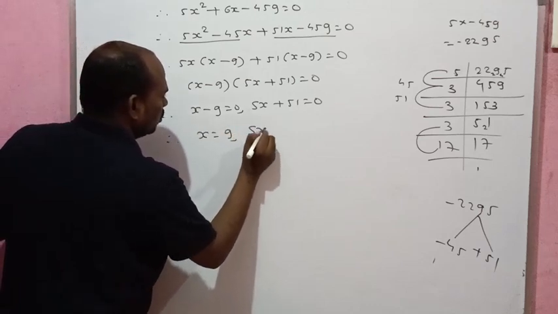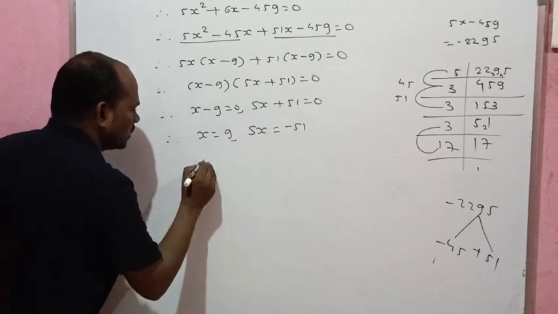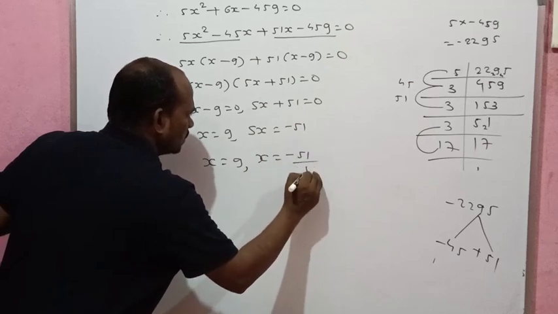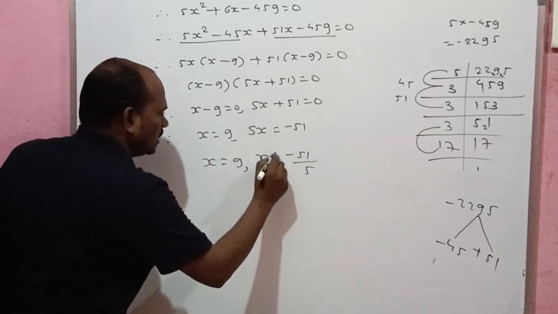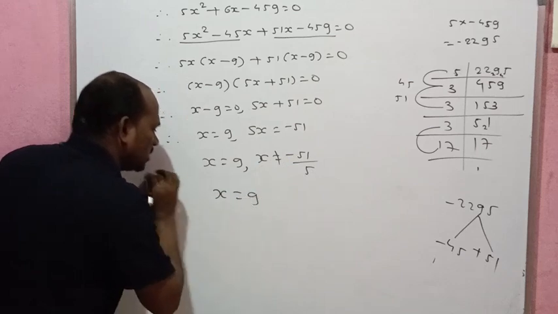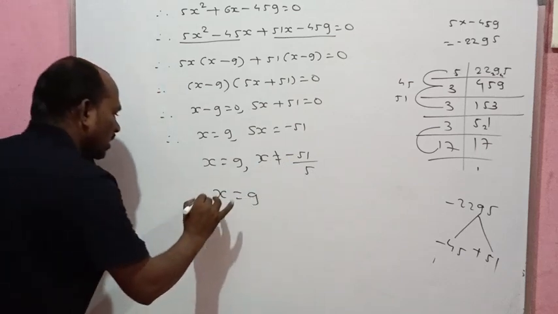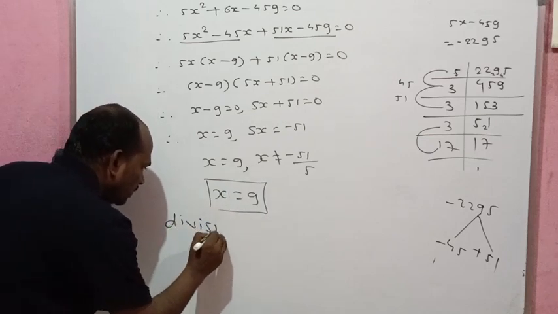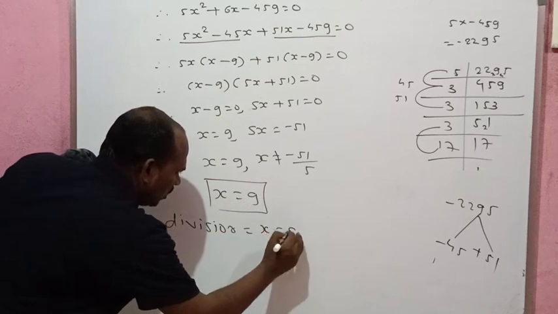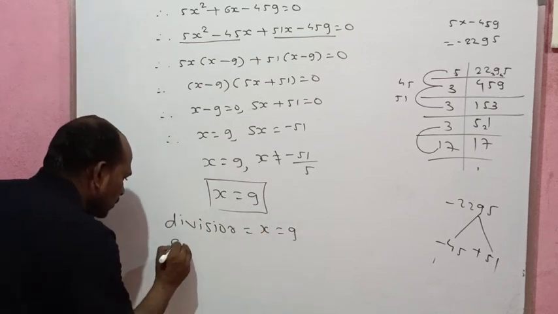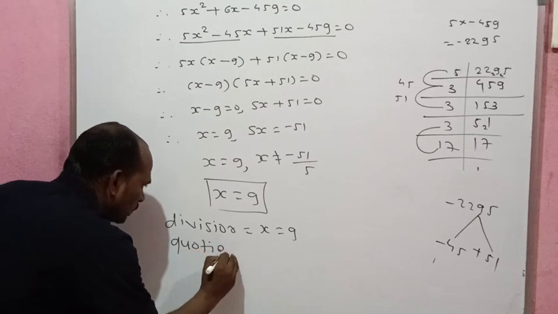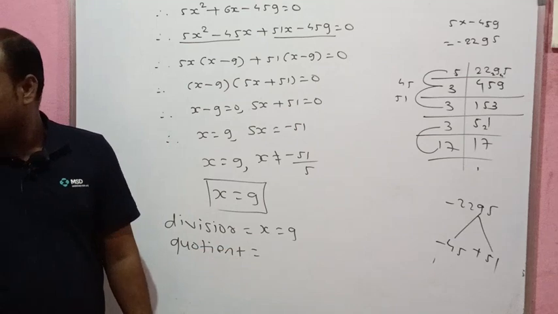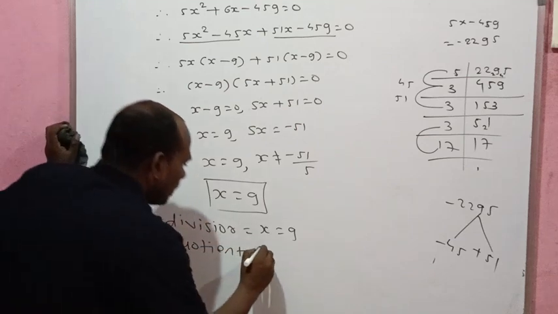Now x minus 9 equal to 0, 5x plus 51 equal to 0. Therefore, x equal to 9 and 5x equal to minus 51. Now x equal to 9, x equal to minus 51 by 5. This will be cancelled. X equal to 9. Now this is divisor. The divisor is x equal to 9 and quotient. Now the quotient is 6 plus 5x.